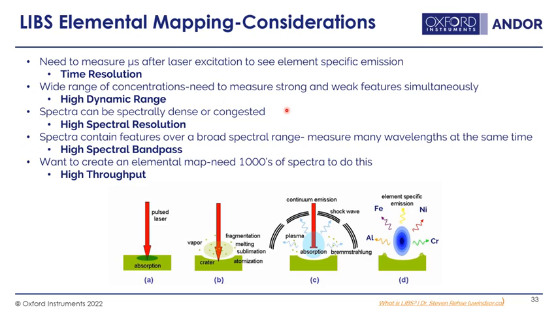We talked about how LIBS spectra can be spectrally dense or congested, so we would need a spectrograph that has high spectral resolution. And LIBS spectral features can occur over a broad spectral range, and we'd like to be able to measure many wavelengths at the same time, so it'd be good to have a spectrograph that had a high spectral bandpass. And finally, since we're looking to create an elemental map and we need thousands of spectra in order to do this, we'd like a system with high throughput.